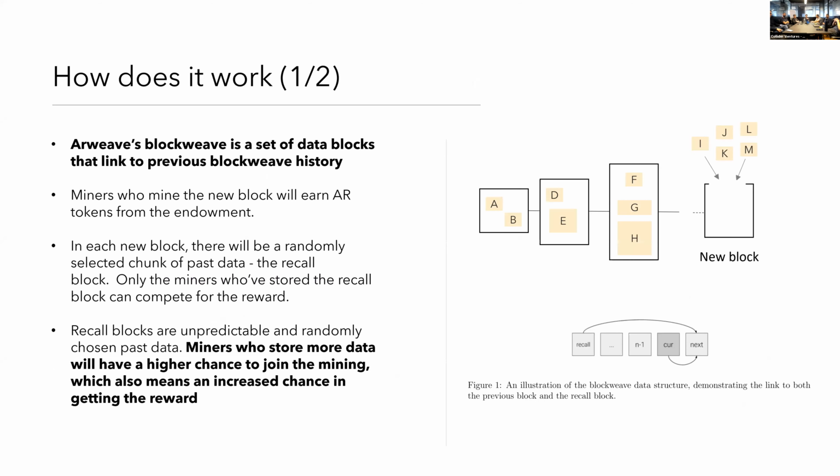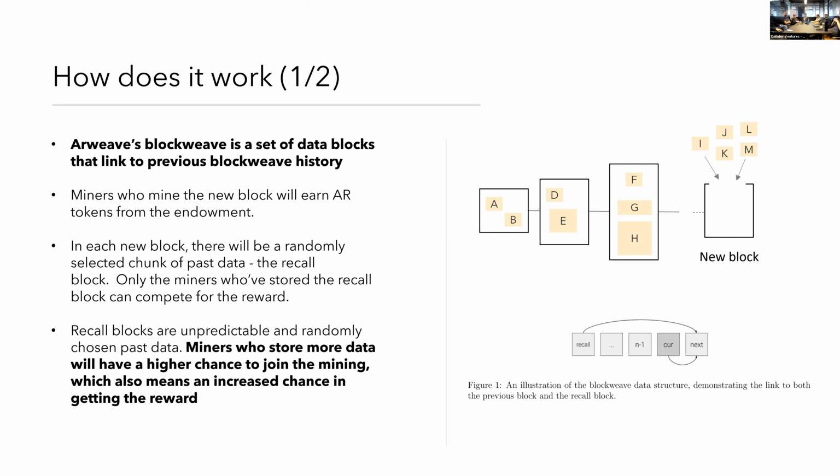Yeah. So how does it work? That's the technical side, and why is it a blockchain? The idea here is the Arweave blockweave, that's the name, is a set of data blocks that link to previous blockweave history. You can see here on the right, each time you post a transaction to Arweave, you say, hey guys, please save this piece of data.